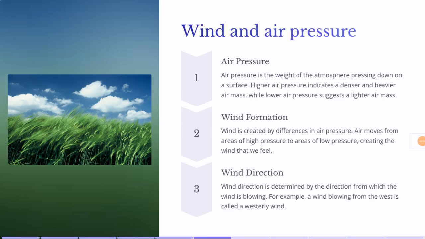2. Wind formation. Wind is created by differences in air pressure. Air moves from areas of high pressure to areas of low pressure, creating the wind that we feel. 3. Wind direction. Wind direction is determined by the direction from which the wind is blowing. For example, a wind blowing from the west is called a westerly wind.